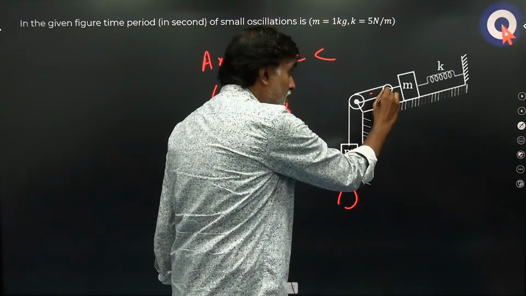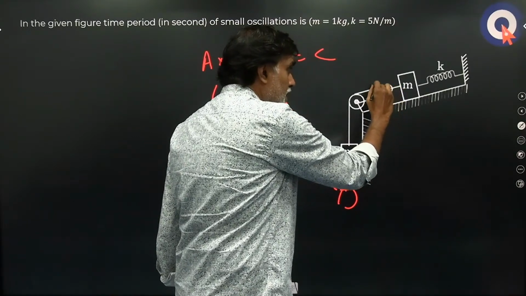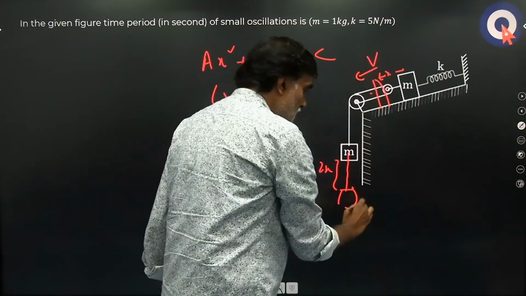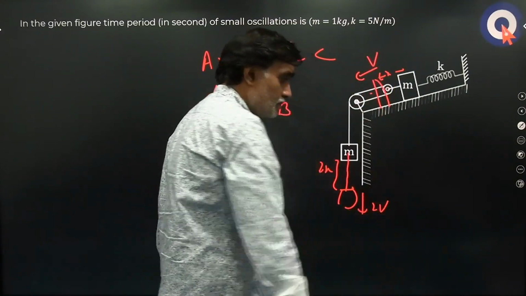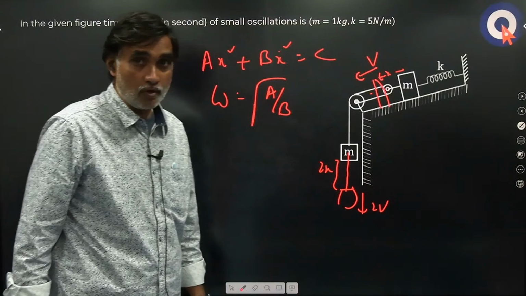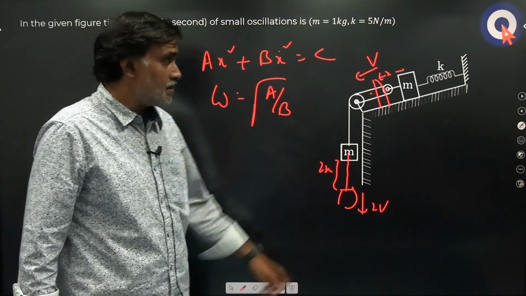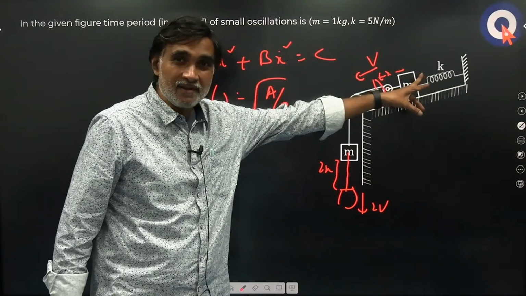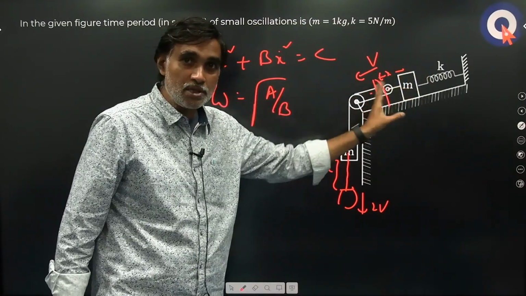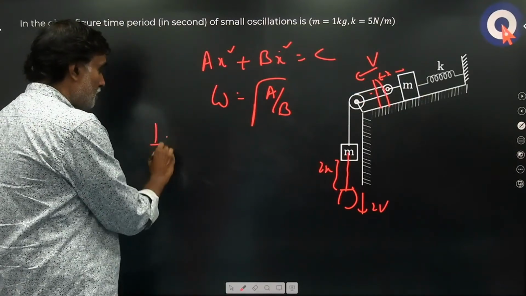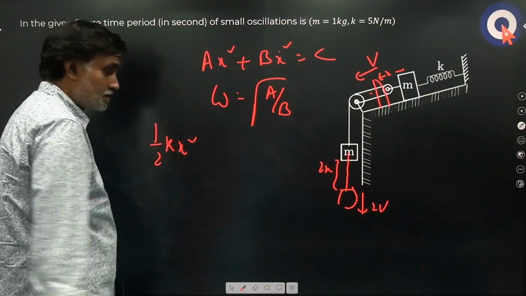Then at that instant, it has moved by x. Its velocity is v, let us say, then the velocity of the other block at that instant should be 2v. Then the spring energy gain is half k x square. How much it has come down, so much is the increase in elongation. So half k x square is the LHS.